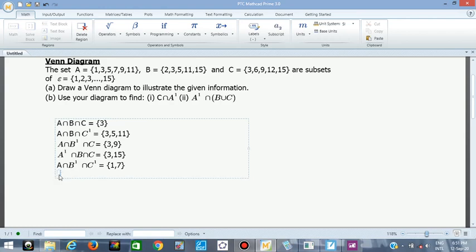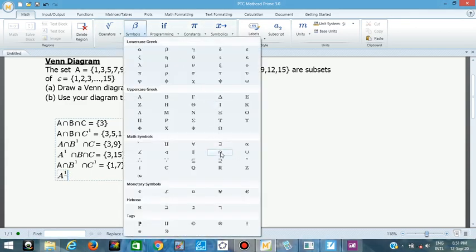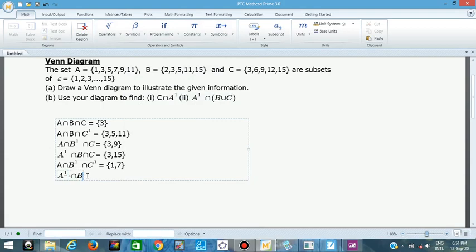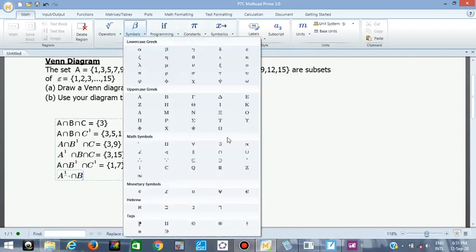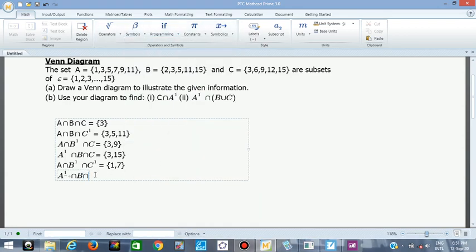Now I need the element present in B, but I don't have it in C. So the one we don't have in A and the one we don't have in C, you use this symbol. This symbol means not in A. So, intersection B, I want the one only in B, so I'm not going to put B raised to power 1 here. Then intersection C, so I need to put C to power 1. So take note of this.